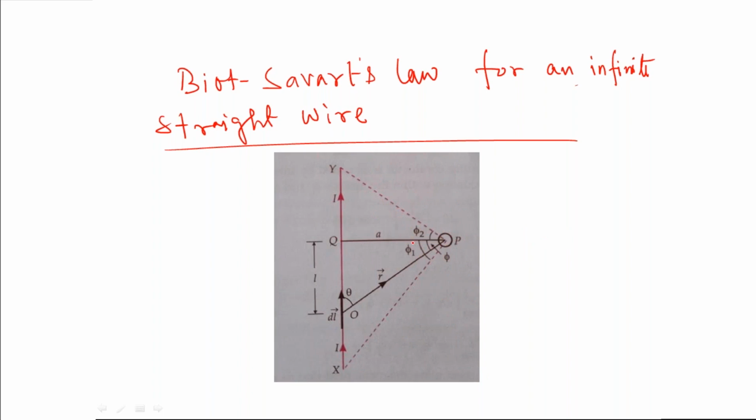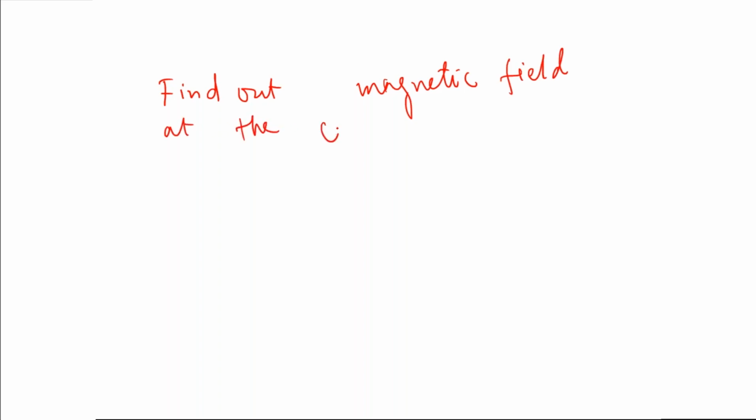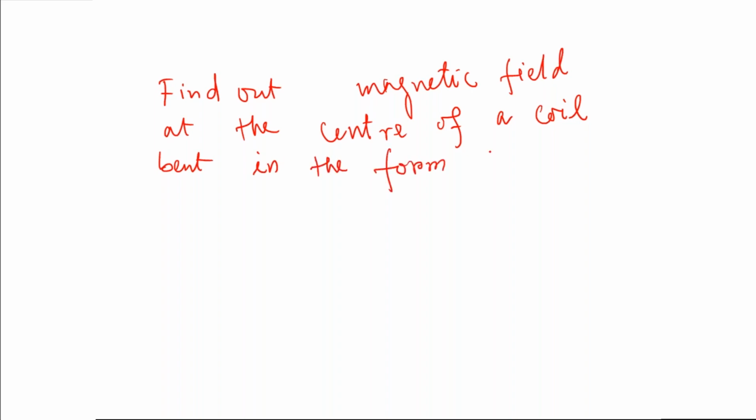So you have to find out the magnetic field at the center of a coil bent in the form of a square of side 2a, carrying current I. So this is the question.